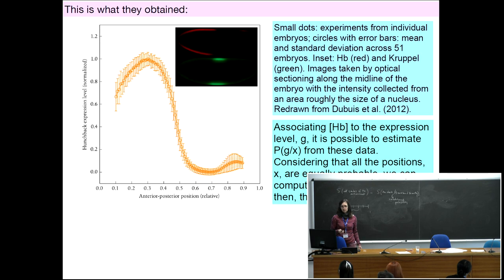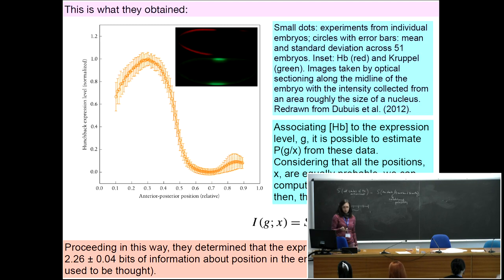And so if you associate this to the level of expression that you call G, and you have the position X, then you can compute the distribution of the gene expression, the probability of the gene expression for each position along the embryo, which is this conditional probability. And then you can also assume that all the positions are equally probable, and then you can compute the probability of G not conditioned. I'm not going to go through that. But then you can compute the mutual information. That's basically what I want to say.